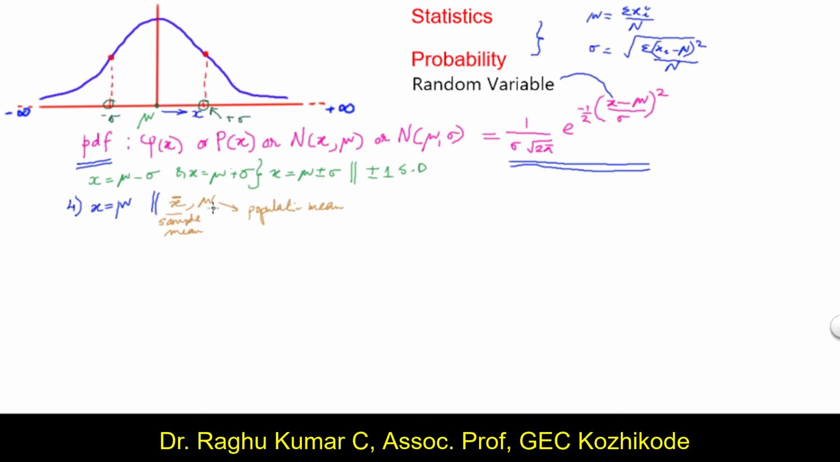Or otherwise, if you are taking all the xi's from the population, then this expression will lead to the population mean. So in statistics as well as in probability, there are situations where only sampling is possible, and there are situations where the full population can be taken. Examples are many. Almost all the engineering problems we can have only sampling.